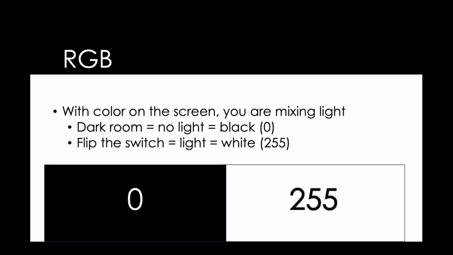So if you have a dark room, no light at all, that means that is the color of black. No light equals black. And in RGB, that color in that channel is represented as a 0. So since there are 3 channels, you have 3 zeros to represent the color black in RGB. You flip on the light switch, and now you have 100% light. And so with the channels of color, you've got 3 channels and you've got 255, because that is the absolute maximum that you can have in RGB.